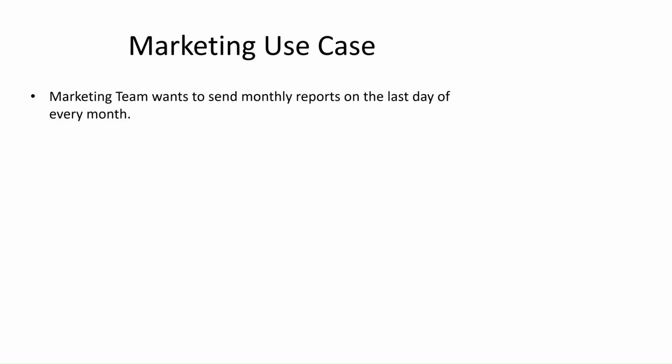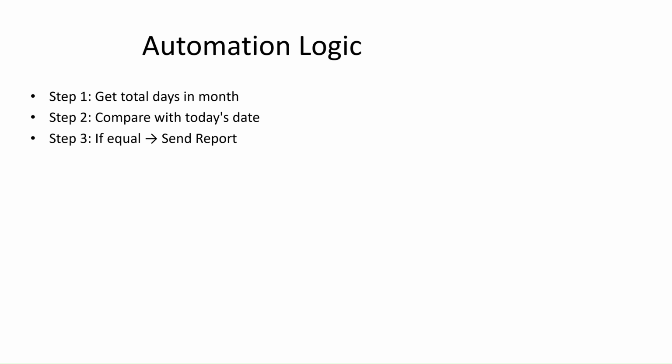Now let's cover a real life marketing use case. Let's say your marketing team wants to send monthly reports on the last day of every month. How do we write this automation logic in Fusion? The first step is to get the total number of days in the current month, using the daysInMonth function. Now you need to compare it with today's day number. How will you get the day number? Using the day_of_month function. We have covered that in the previous session, so if you're not sure about it, please watch my previous video sessions to understand the day_of_month function.